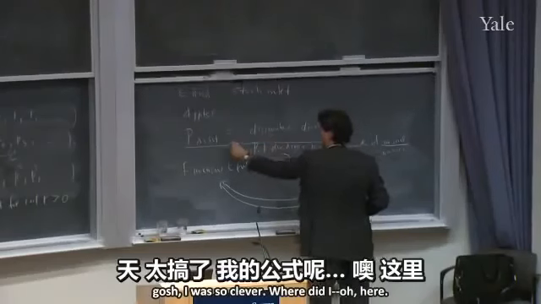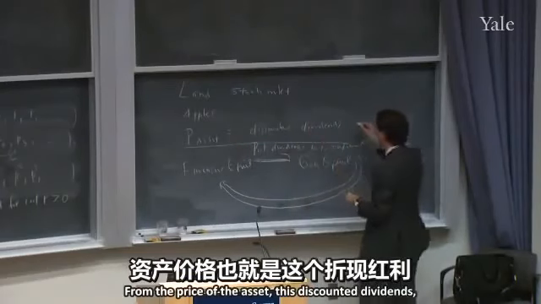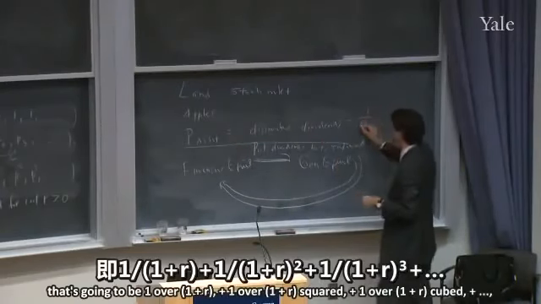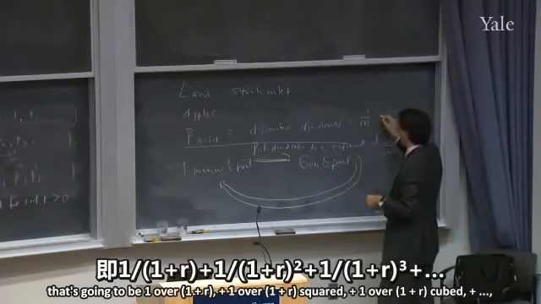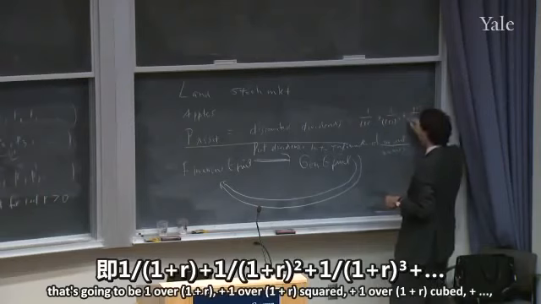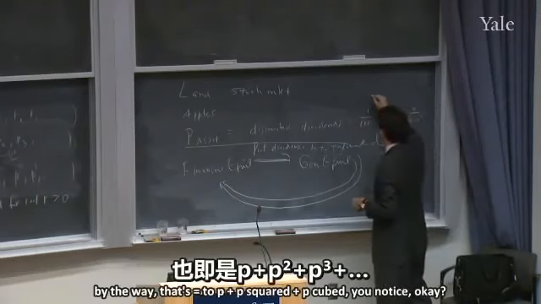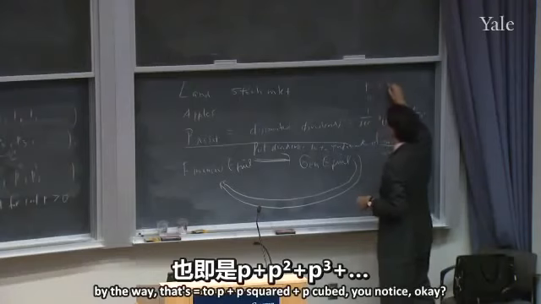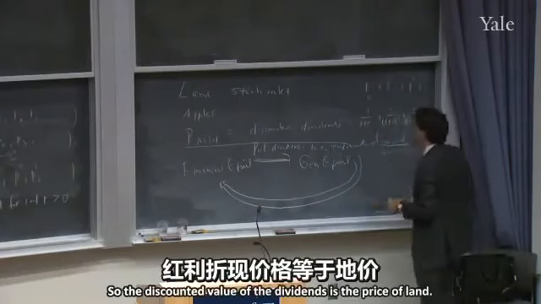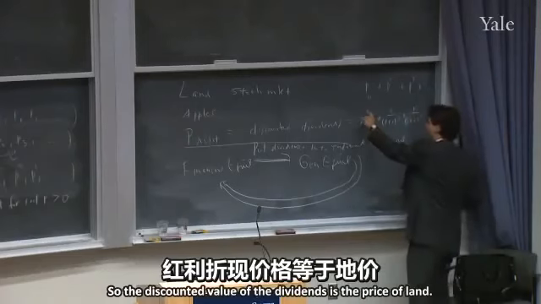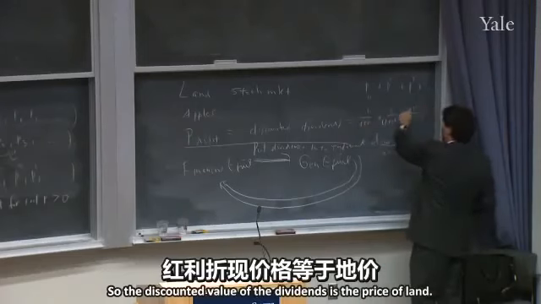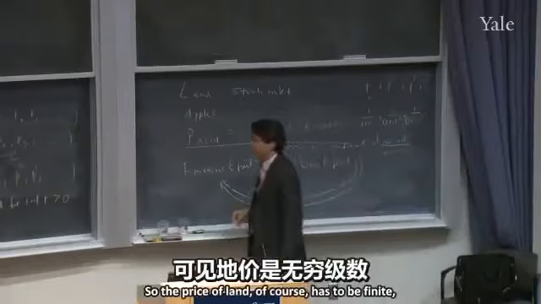Where did I? Oh, here. From the price of the asset is discounted dividends. That's going to be 1 over 1 plus R plus 1 over 1 plus R squared plus 1 over 1 plus R cubed plus dot, dot, dot. By the way, that's equal to P plus P squared plus P cubed, you notice. Okay, so the discounted value of the dividends is the price of land.